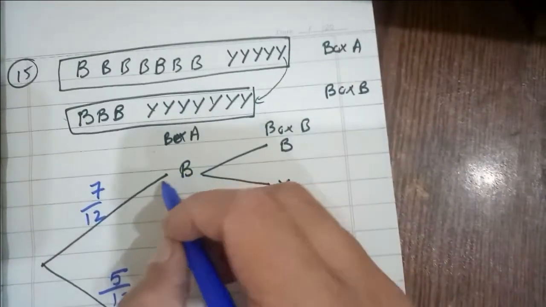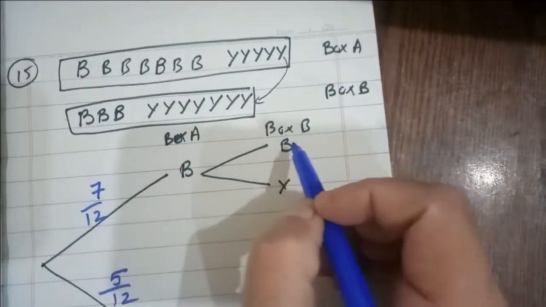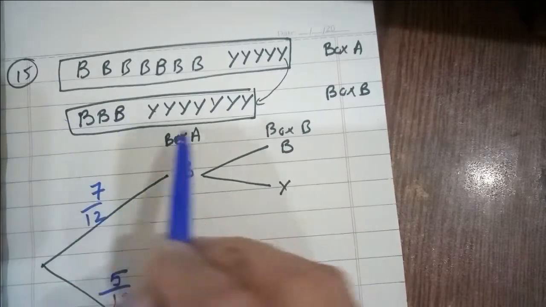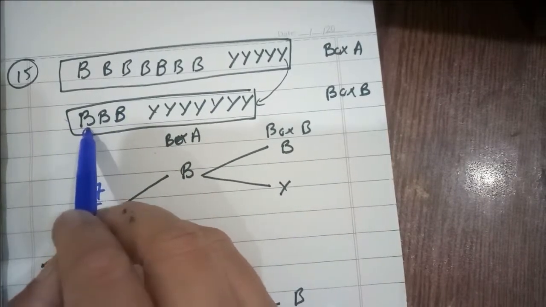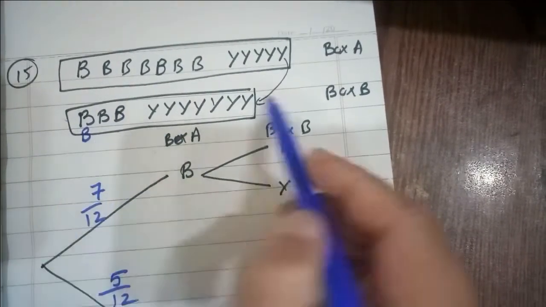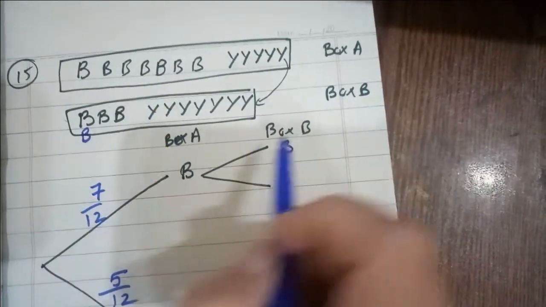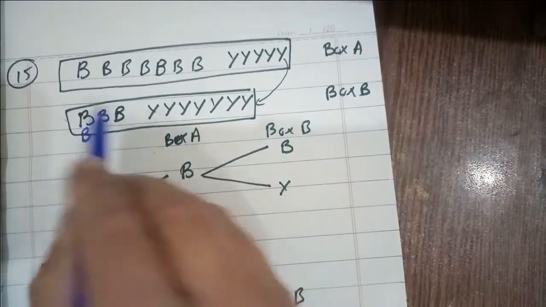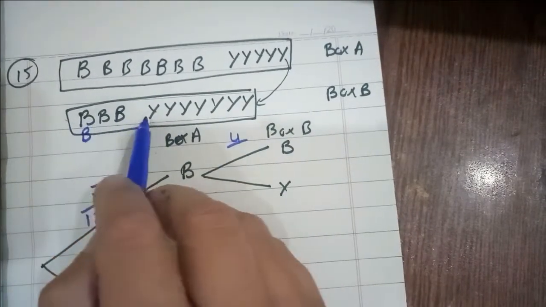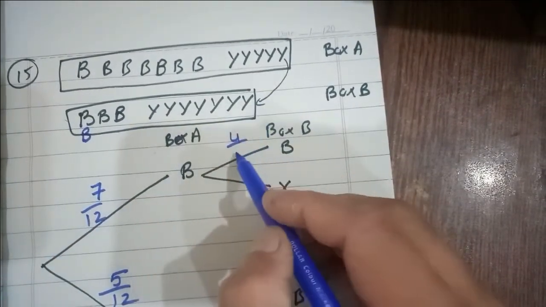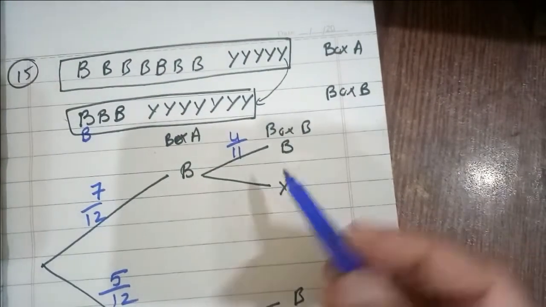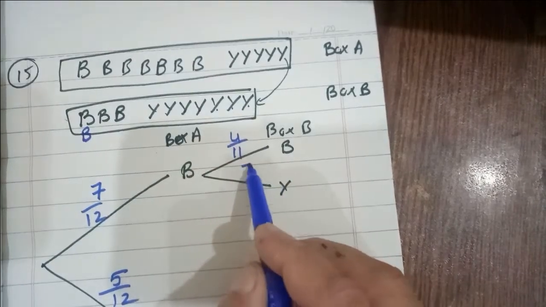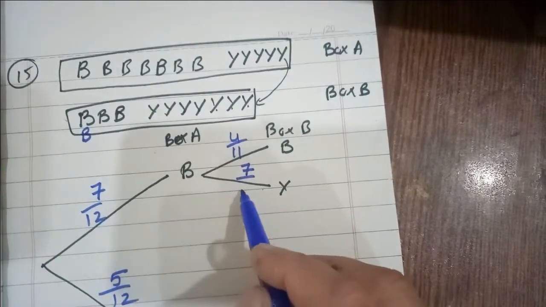So if blue is taken from box A and then we have to add in box B, this will be another blue, like I'm writing here, blue. So there are 4 blues now in box B. So getting blue from box B, the probability will be 4 over total 4 plus 7, 11. And for getting yellow, 1 2 3 4 5 6 7, 7 over 11.